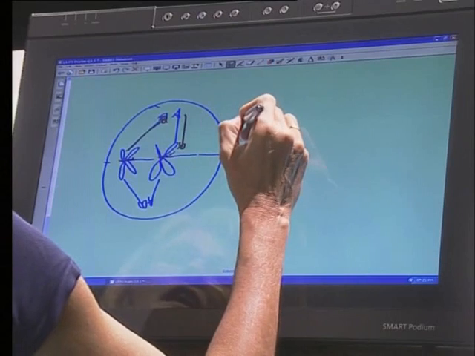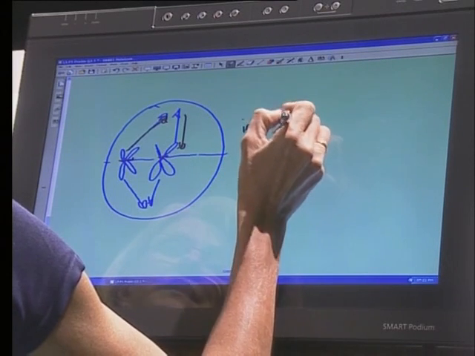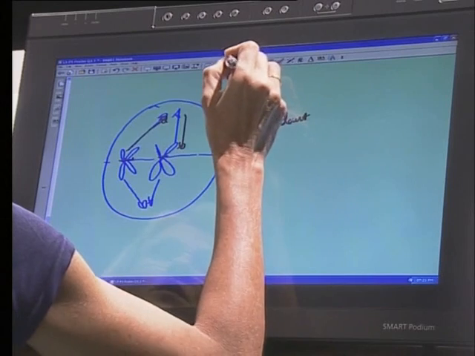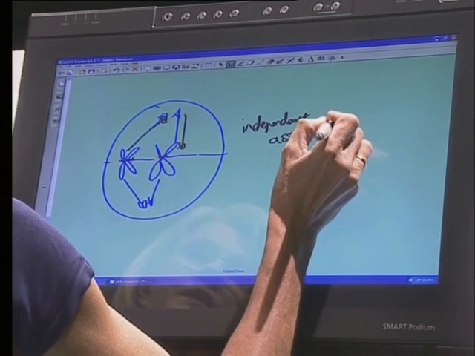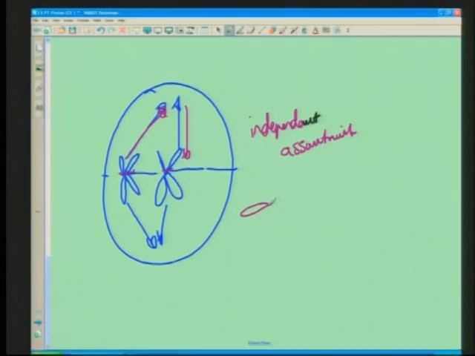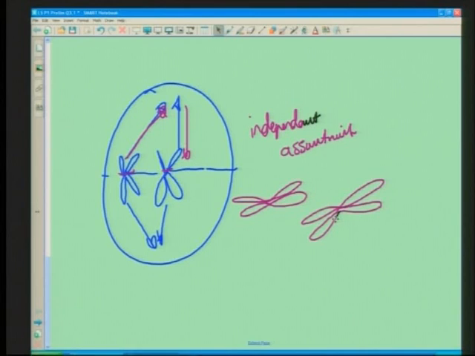So what you have here is independent assortment. I'm not showing this properly, but it means that when I've got these chromosomes lying here on the equator like that, I can end up with this one going this way, and that one going this way, and this one may go down, and this one may go up. Each chromosome will separate independently.